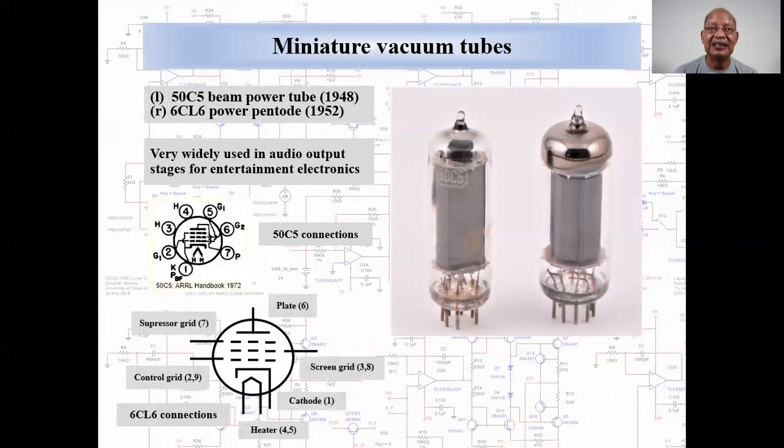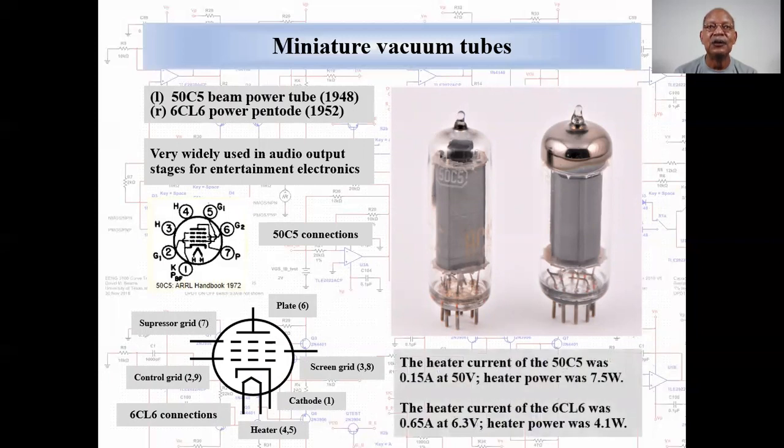The 6CL6 basing diagram. Note the power required to heat the cathodes of these tubes. This gives some idea how inefficient tubes were. In many electronic systems, the largest part of the energy consumed by the system went into heating the tubes.